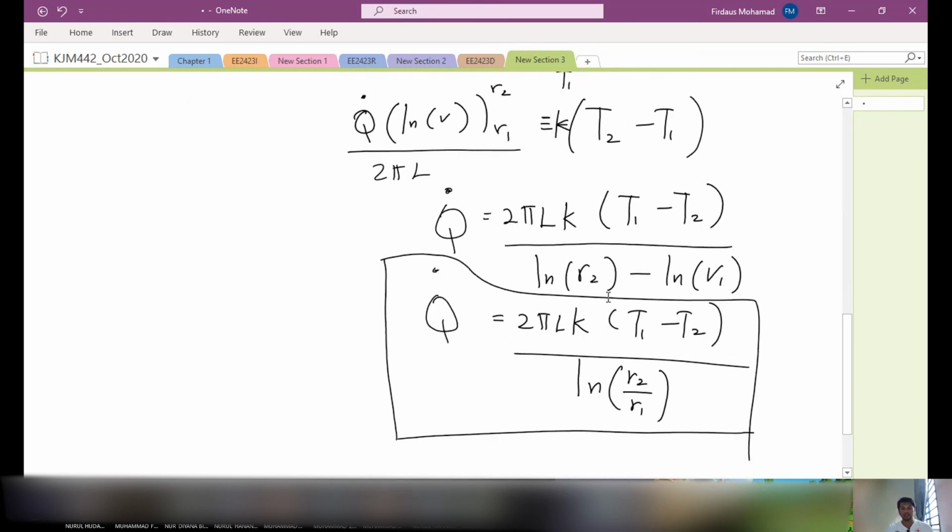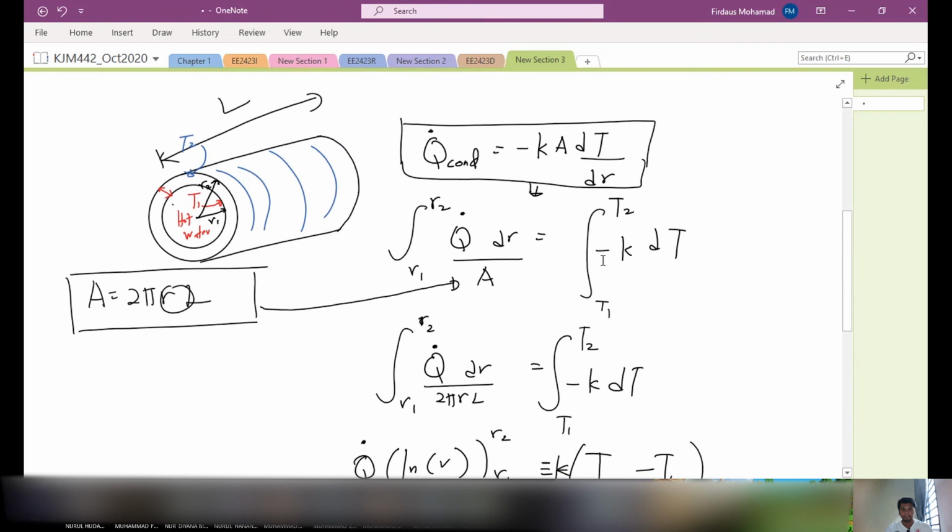Sir, if 2 pi RL, isn't that already volume? 2 pi R L is the surface area. R is in meters and L is in meters, so it is meter squared. It is not volume. If it were volume, it would be this area multiplied by the length.